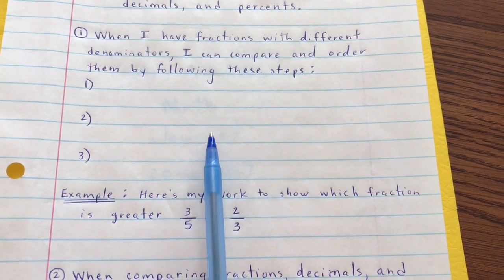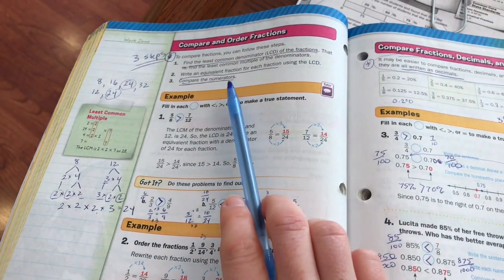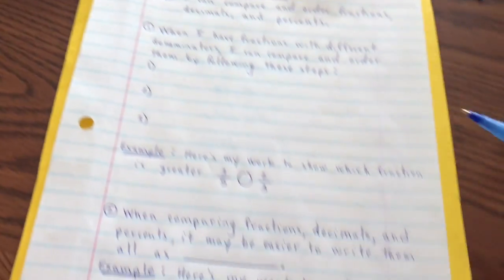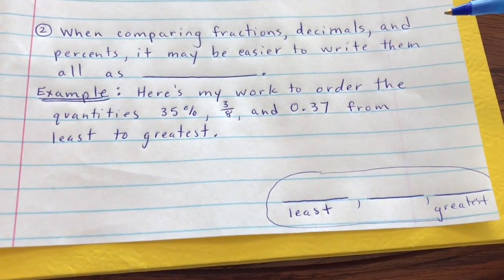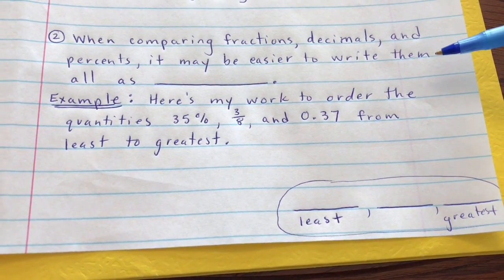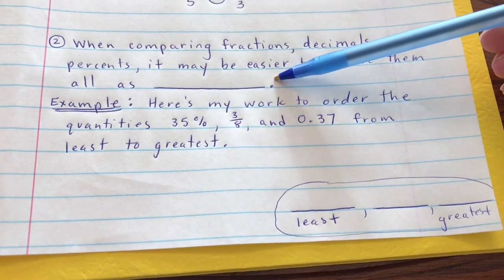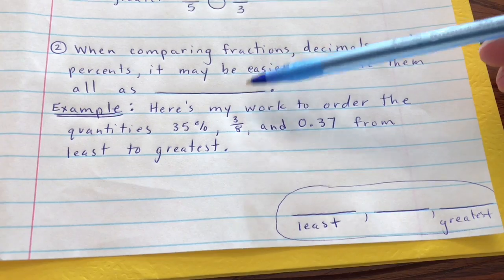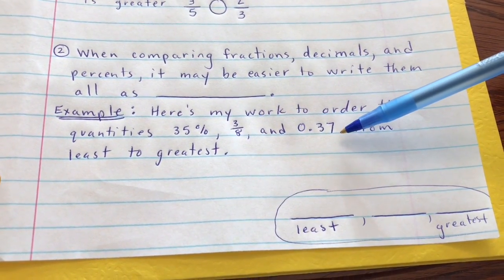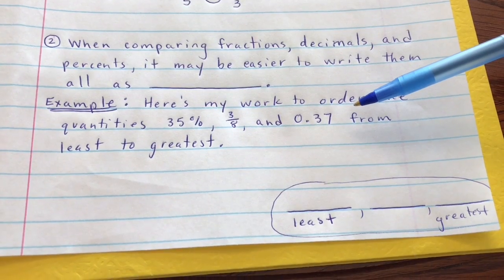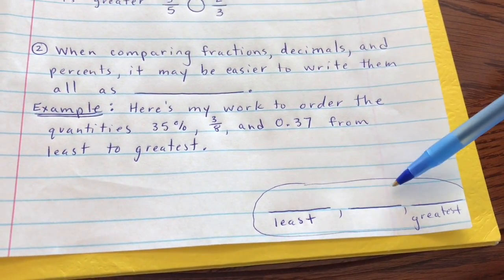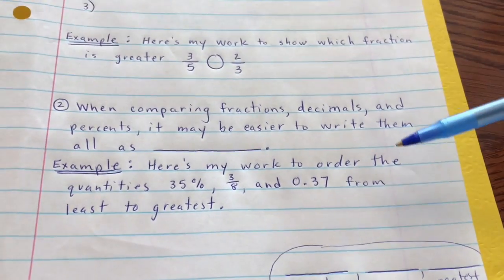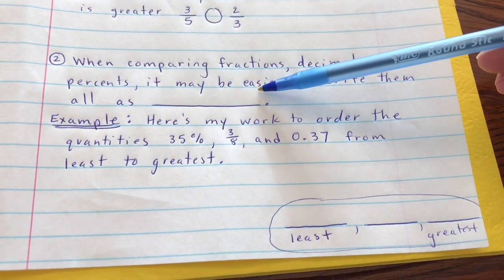Now, if you don't quite remember all the steps, remember on page 130 at the top, it went through those 3 steps with you. And then number 2, when comparing fractions, decimals, and percents, it may be easier to write them all as what? What did we want to change them all into to compare them? Here's my work to order the quantities 35%, 3/8, and 37 hundredths from least to greatest. So you're going to put the least one here, middle, and then the greatest one here. Now, hey, if you don't remember this, what you want to turn them into, that was page 131 at the top.